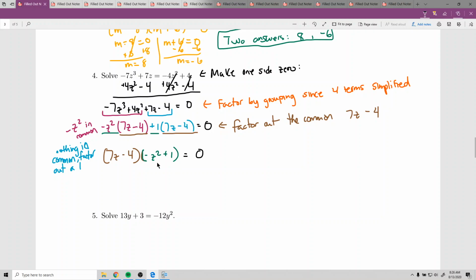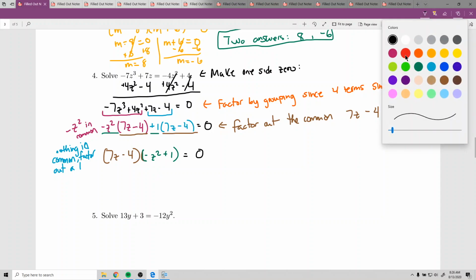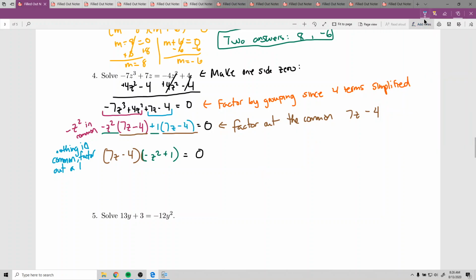Right. Now we have it factored, but this part here, the negative Z squared plus 1, is not factored completely because we have that Z squared. But you can factor the negative Z squared plus 1. That is a difference of squares. If it looks kind of funny, you can rearrange it, meaning just make it 1 minus Z squared.